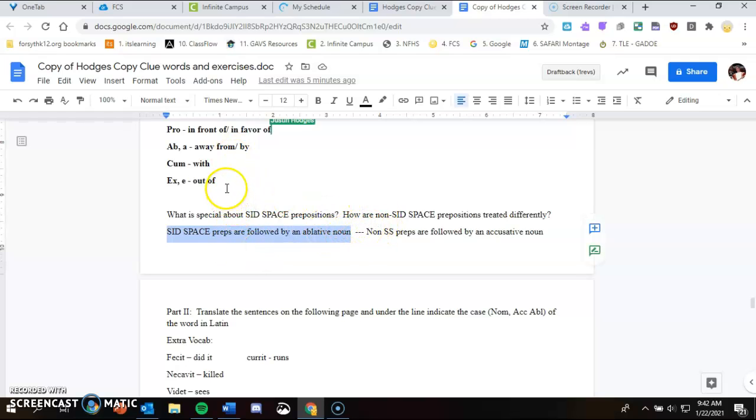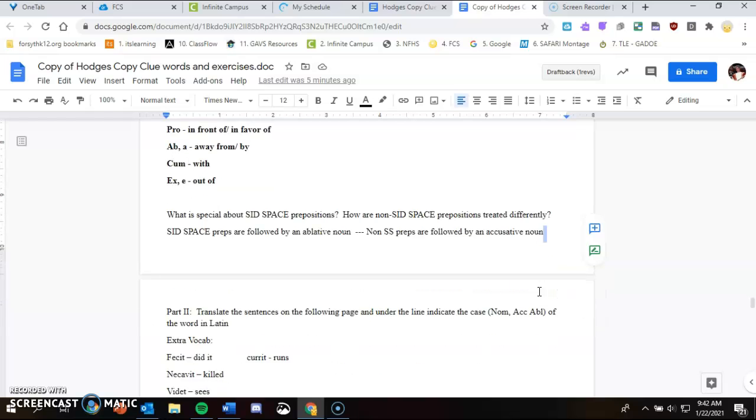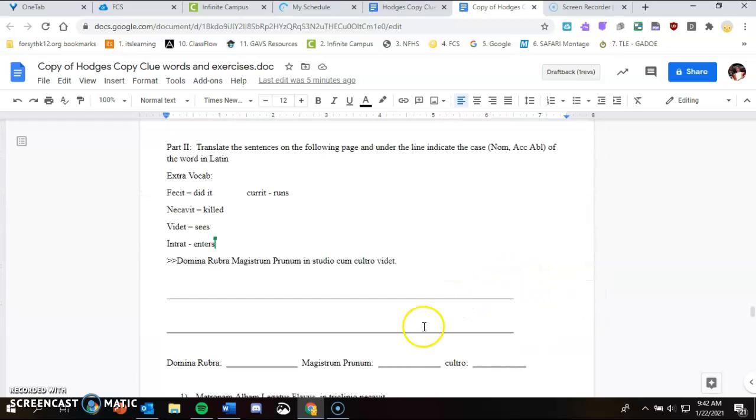All the other prepositions, all the other several hundred of them that are not one of these 8, are going to be followed by an accusative noun. So, now we'll get to the part that's going to take a while. The translation. So you can go down a little bit more, Lila.